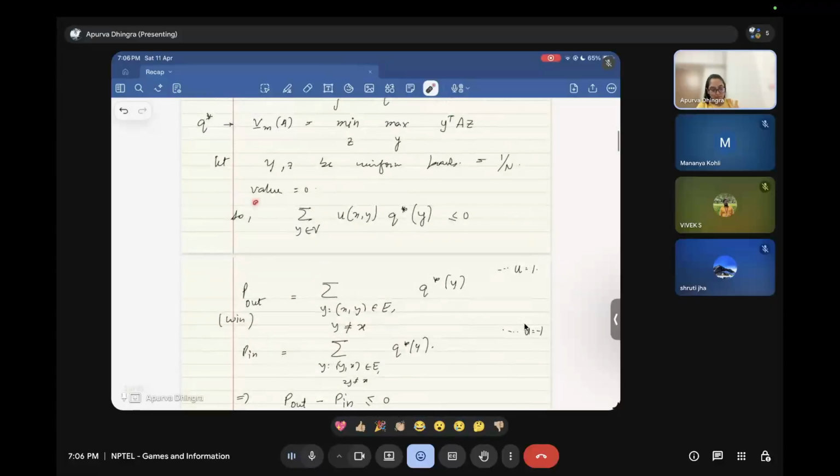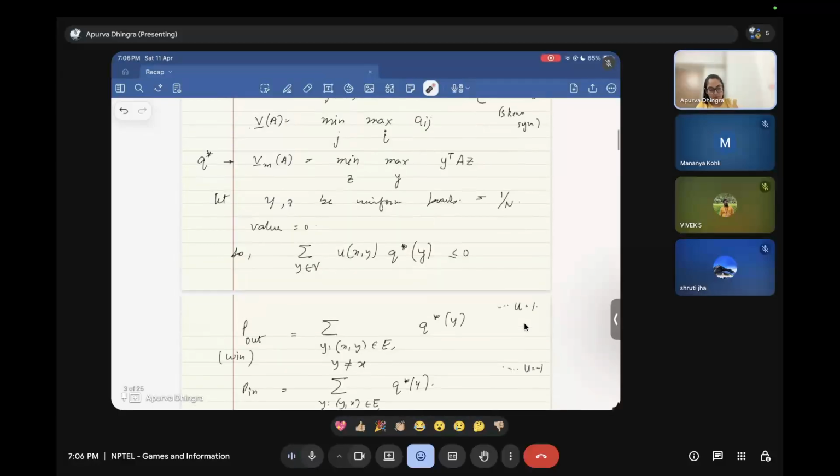Okay, so if the value of the game is 0, that means this optimal q star is optimal for the column player. So for the q star of y, this object, the expected utility, has to be less than or equal to 0, because this player is minimizing. The column player was minimizing.